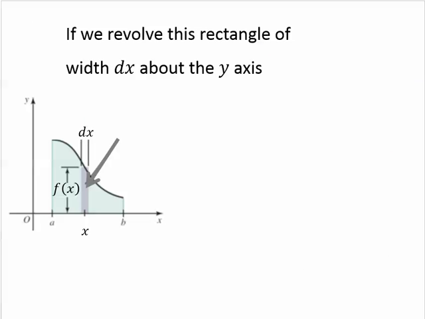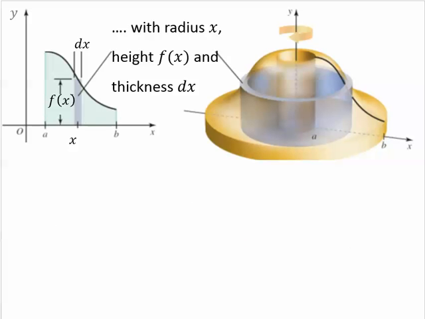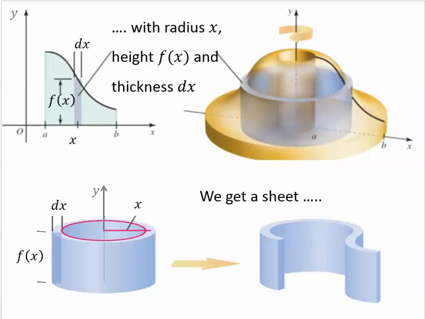If we revolve this rectangle of width dx about the y-axis, we get a cylindrical shell. The cylindrical shell will have radius of x. It'll have height f of x and thickness dx. Slicing the shell and opening it up, we get a sheet.